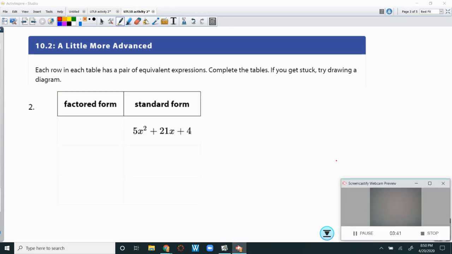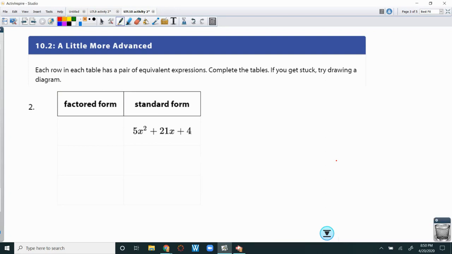All right, so problem number 2, you are going to go backwards. So you are given the standard form, and now you're going to work backwards to get the factored form. And ask yourself, what multiplied together to get that? And it's a little more complicated than just what times what equals 4 and what times what equals 5x squared. Now you have the puzzle of figuring out what combination would get you to 21.